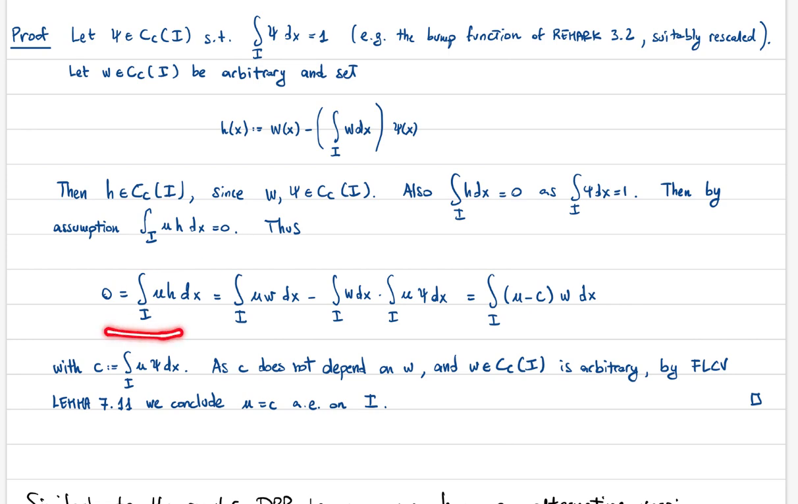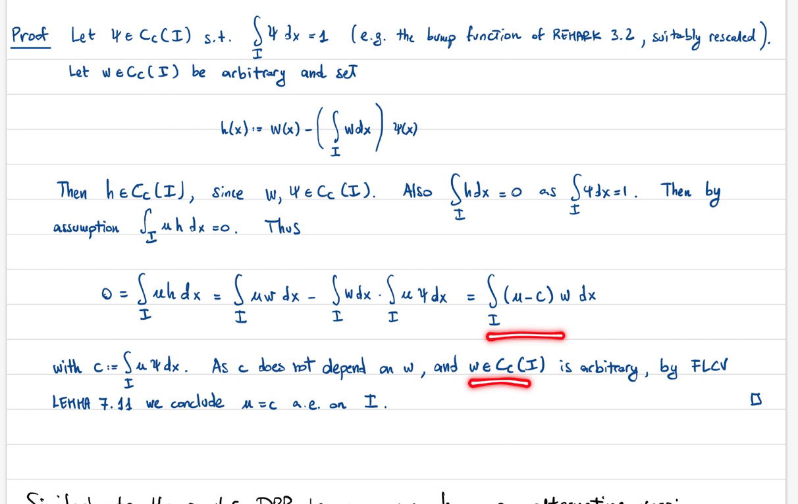Now we can just substitute the definition of h, and we get the integral of U times W minus integral of W times integral of U times psi. And if we set this integral here to C, so we define this to be the constant C, we find that the left-hand side is equal to the integral of U minus C times W. And from this we conclude that this is equal to 0. So this quantity is equal to 0 for all W compactly supported on I.